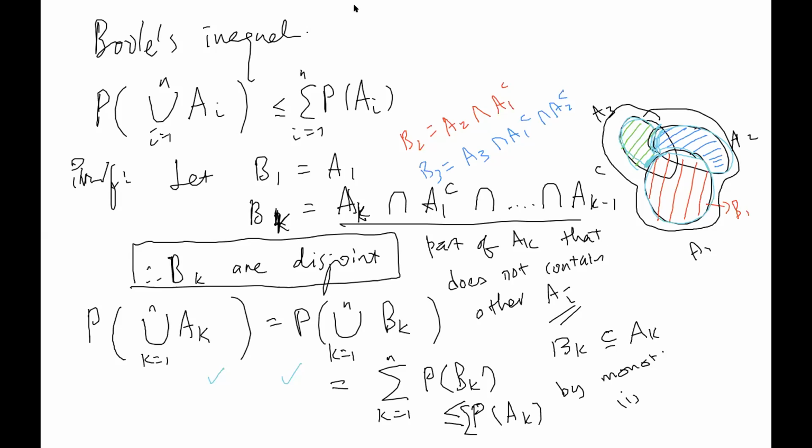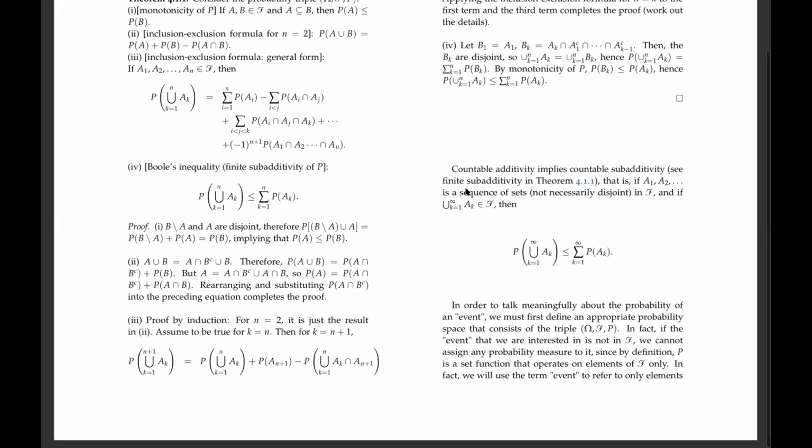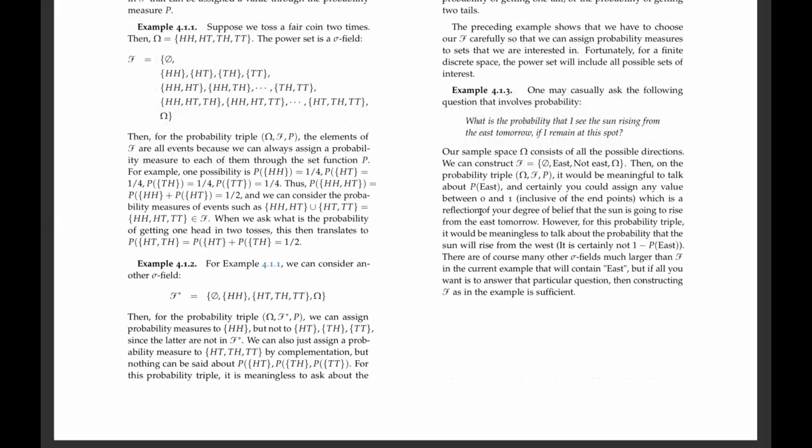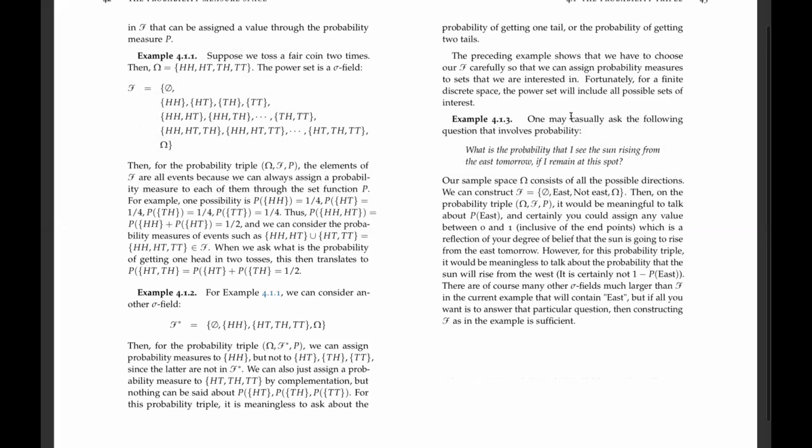Okay, so great. So we have already talked about the construction of the probability triple, right? How you have to construct your sigma field properly in the probability triple so that you can meaningfully talk about the property of the sets that you want to talk about. Let me switch the screen. So this is the example that I discussed, example 4.1.3, on Tuesday.